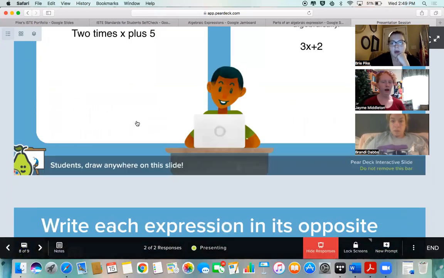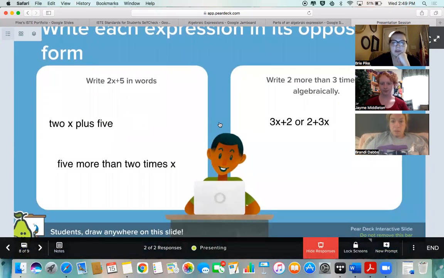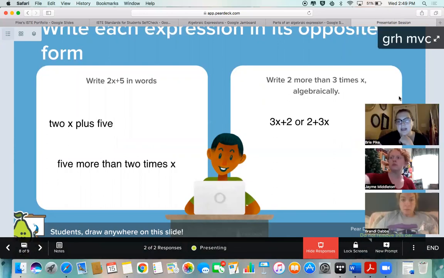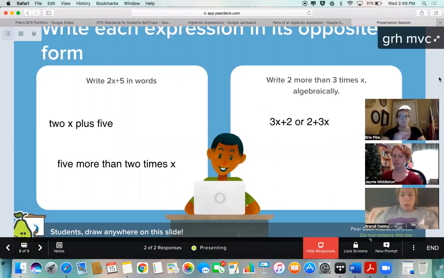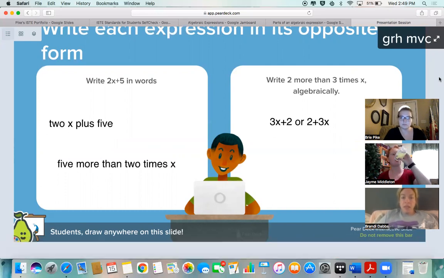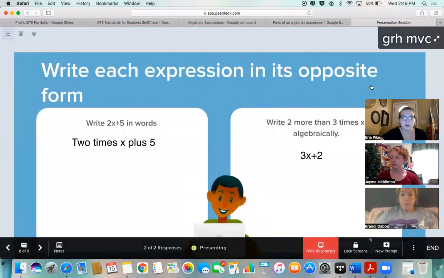Okay. Brandy, can you share the next one? How did you write 2 more than 3 times x algebraically? I wrote it 3x plus 2 and 2 plus 3x because either one can count. Right. So that's the same thing, right? Both of those are the same because it doesn't matter where our addition is, right? Great job.